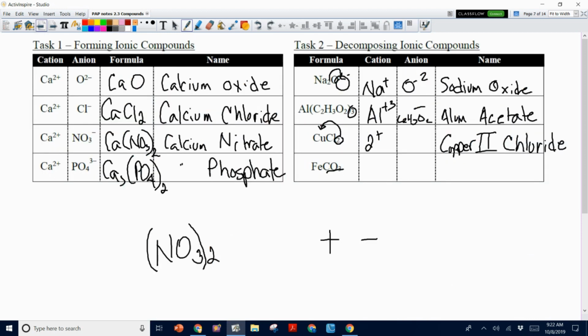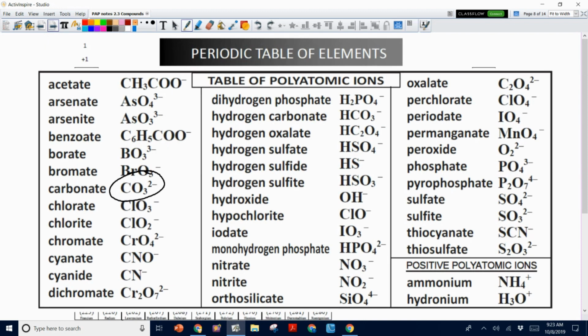So that means that iron must be a +2 because there's no subscripts there, and this has to balance out to neutral. So if the carbonate's a -2, the iron has to be a +2. So this is going to be iron, and since it's a transition metal, iron 2, and then carbonate, because that's the carbonate ion. Okay, so that's a little bit different. If you need to watch this over again, then do that, just this section.